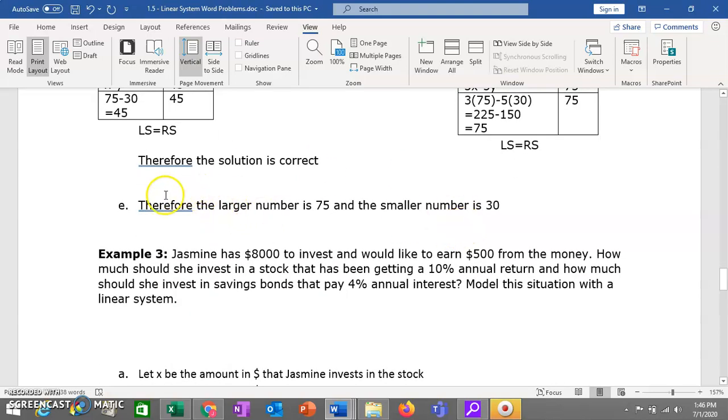Okay, again, therefore statement. So therefore, the larger number is 75 and the smaller number is 30. Period.